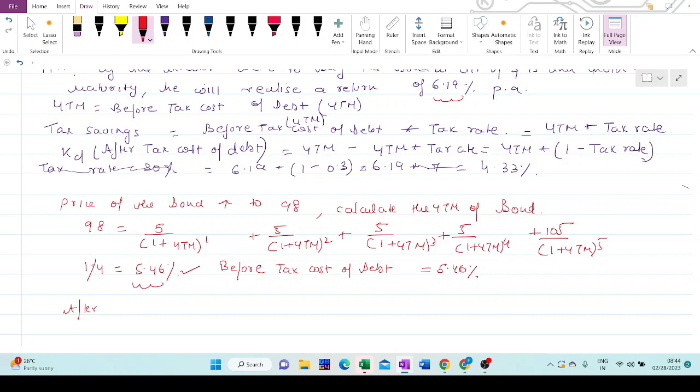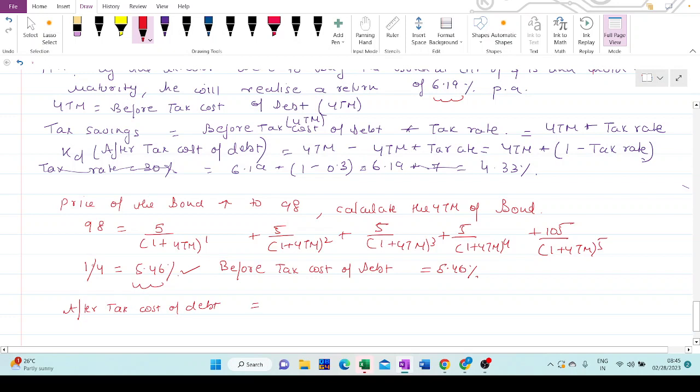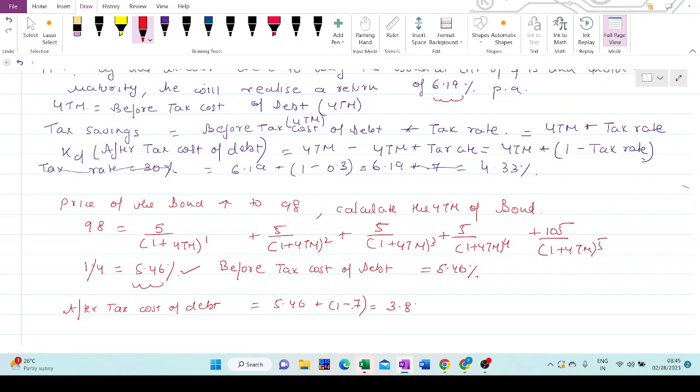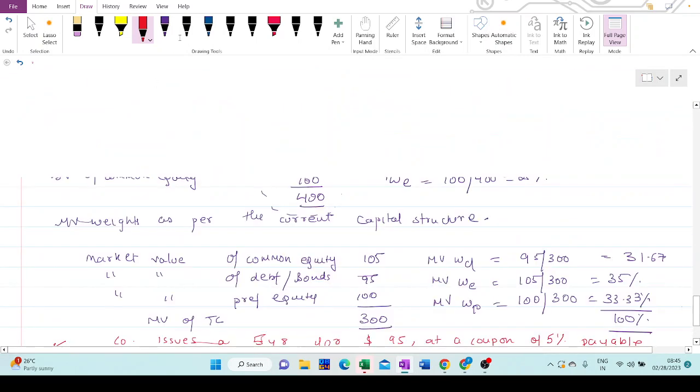And what would be the after tax cost of debt? 5.46 into 1 minus 0.3, which is my tax rate, which is 3.82. So, due to the rating upgrade, my after tax cost of debt has reduced from 4.33 to 3.82.